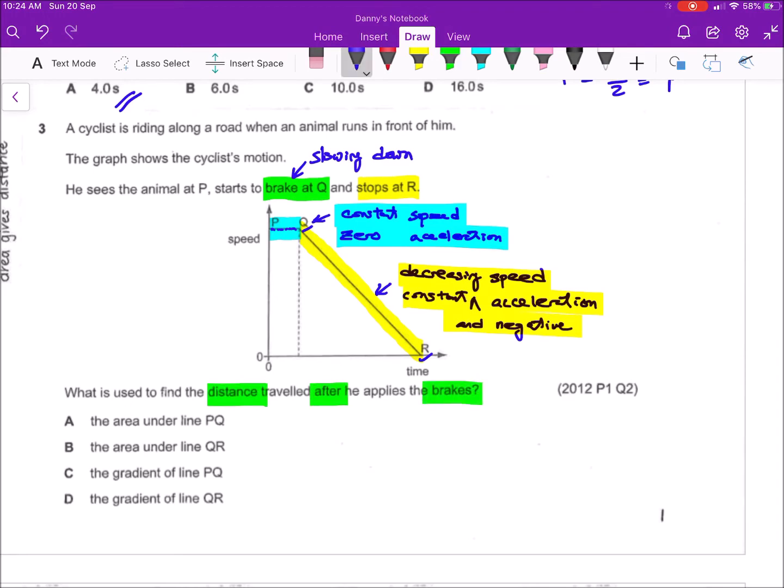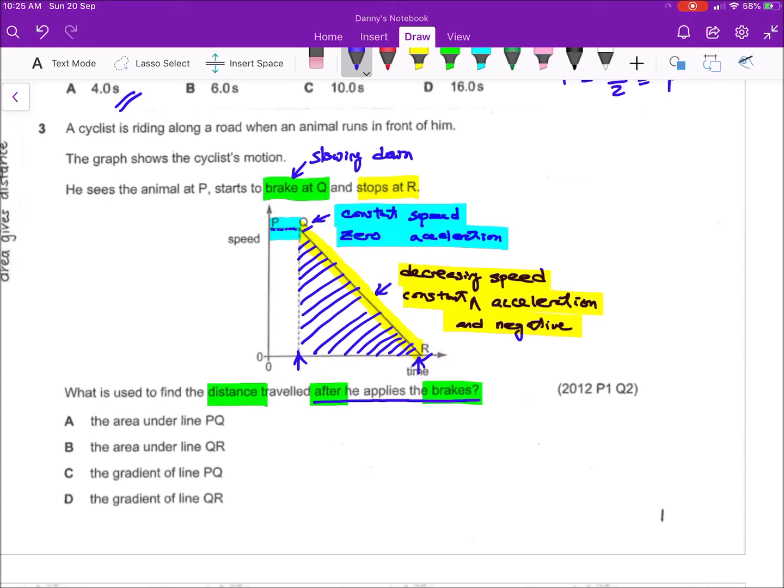It is very important for you to take note of what the question is focusing on. In this case, the brake is applied at Q, and after that the whole journey ends at R. So if you want to find the distance after he brakes, you have to find the area under this region, QR. This shaded region in blue will give you the distance.